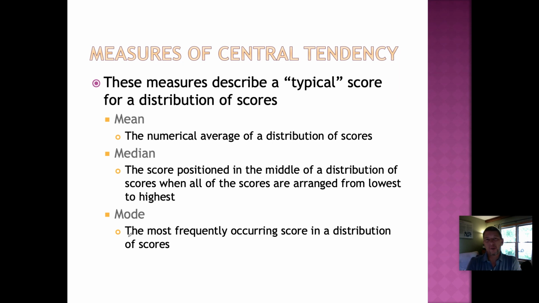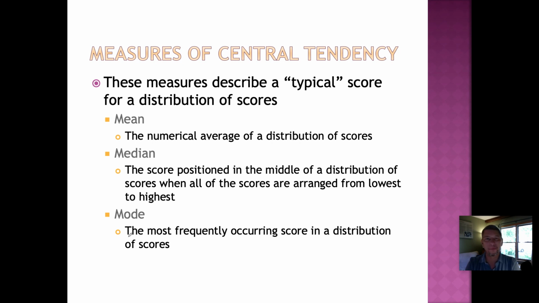All right, so as I told you earlier, there are two different kinds of descriptive statistics. The first is a group called measures of central tendency. What these do is they tend to describe a typical score for a distribution of scores. And in high school, or maybe even earlier, you learned these measures of central tendency as the mean, the median, and the mode.